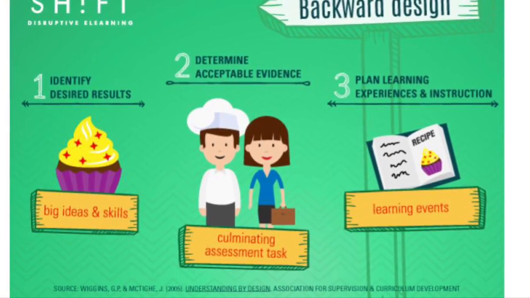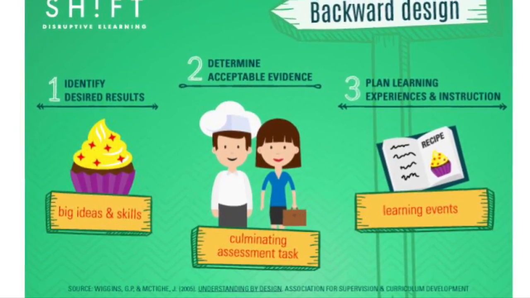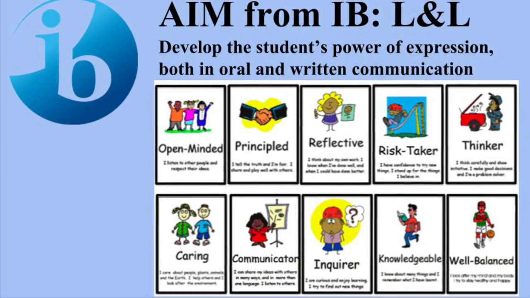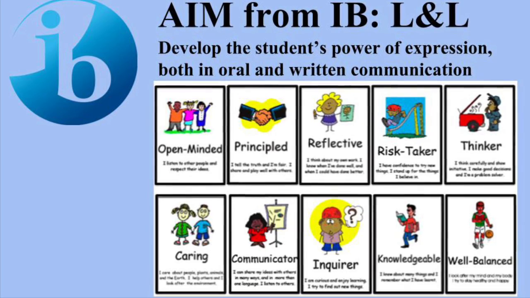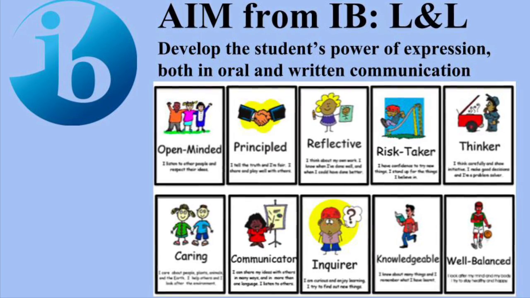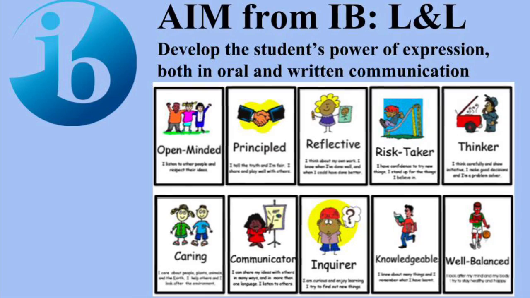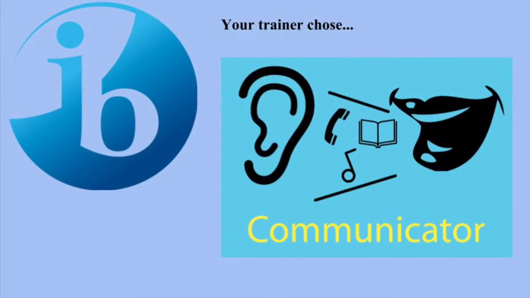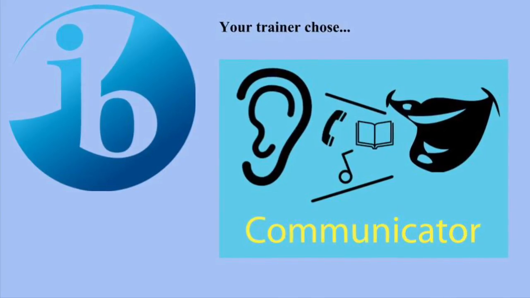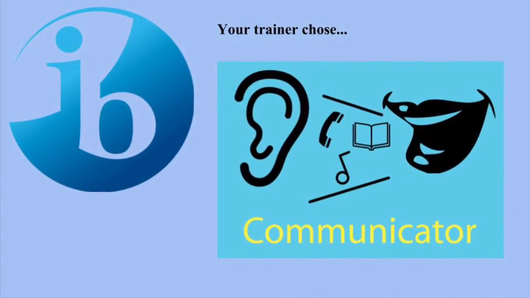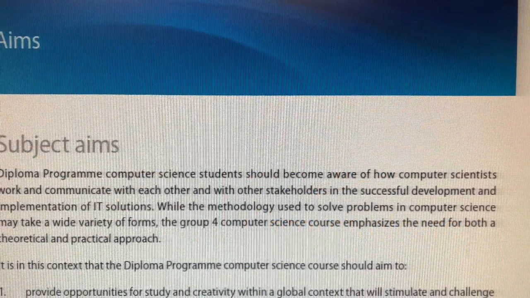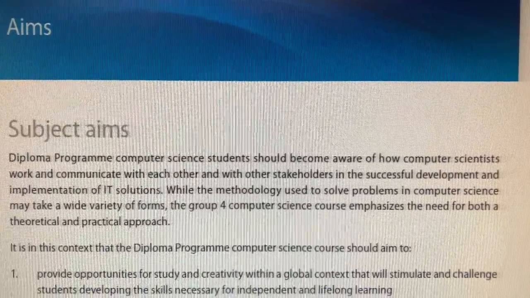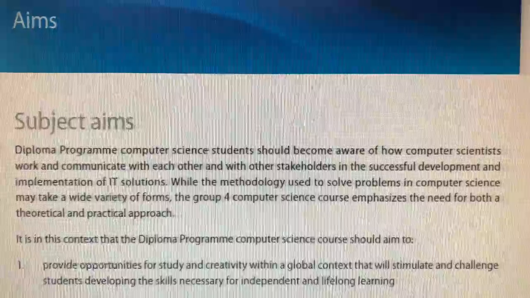Consider the following aim from the IB Language and Literature course. Which capacity do you think is best paired with this aim? I selected communicator, and I'm betting you did as well. Please take the time now to go to your course guide and select an aim from your course that pairs with communicator.